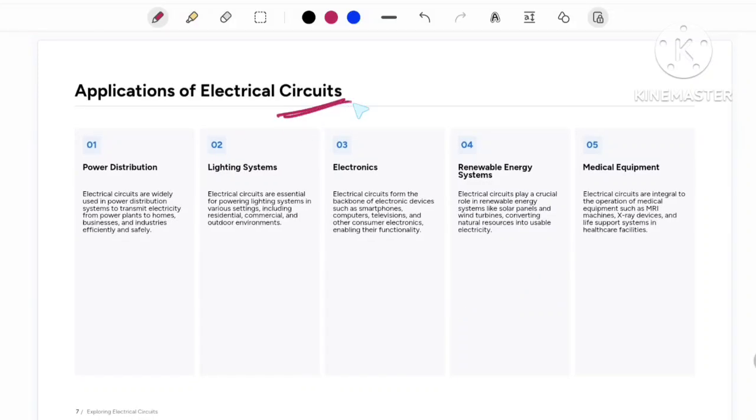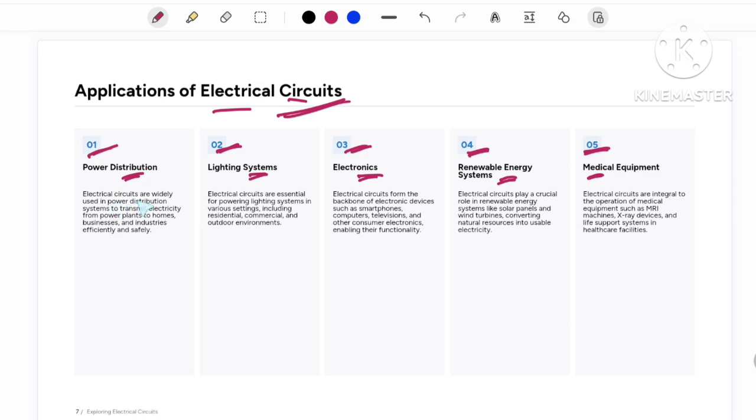In this slide we are discussing the applications of electrical circuits. We have 5 types of usage of electrical circuits. Number 1, power distribution. Number 2, lighting systems. Number 3, electronics. Number 4, renewable energy systems. Number 5, medical equipment. So let's see them one by one.